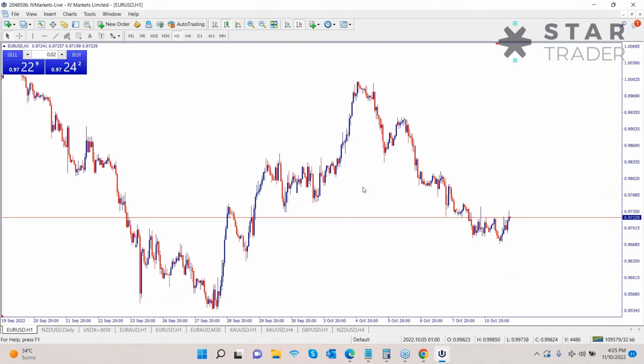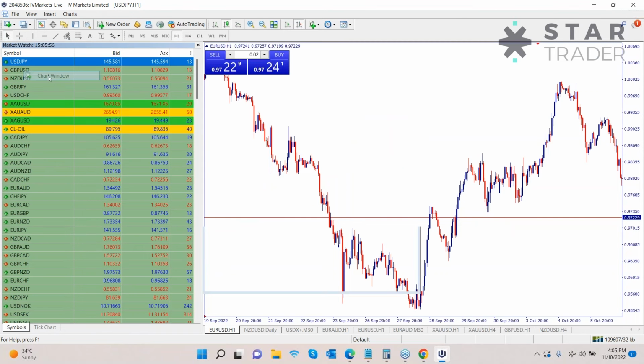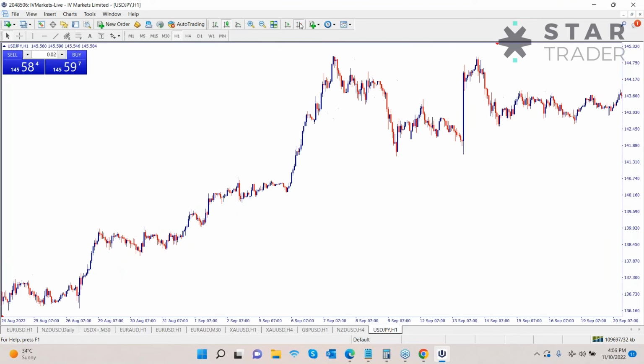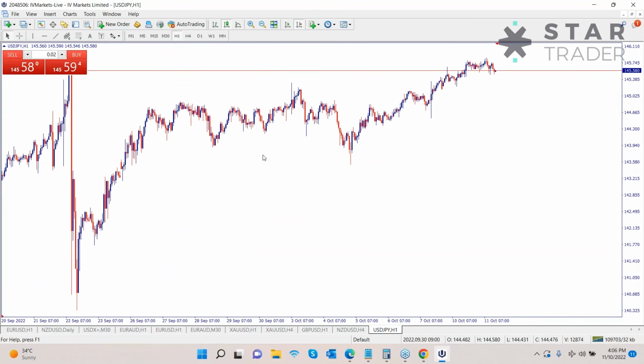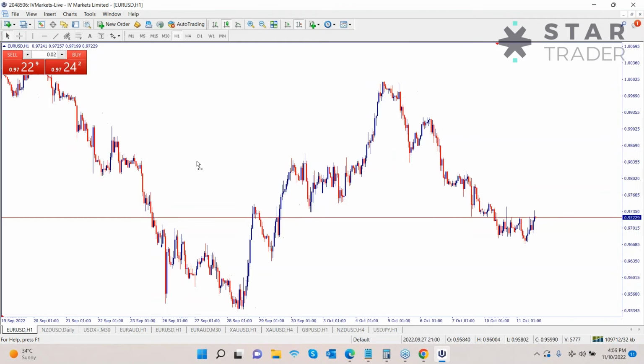So now we are going to start. If you go to any other chart, for example, I'm opening another chart like USDJPY, it appears like this. We only have to apply our saved template on any chart and it will appear, right? So let's start the discussion, the actual topic.